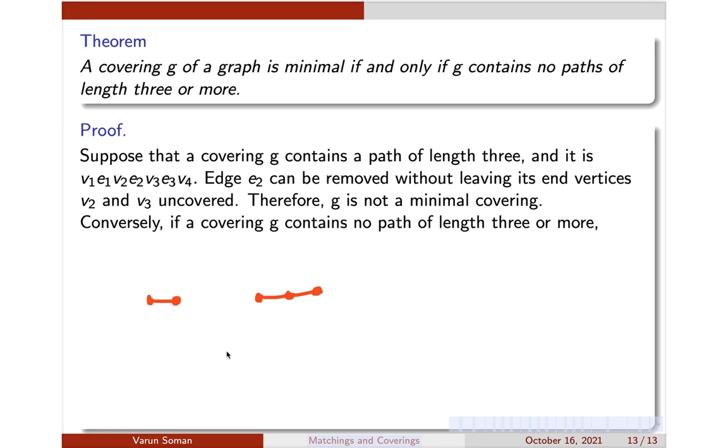Okay, so suppose a covering of G contains no path of length 3 or more. So this is a possibility. One other possibility is that it also can contain vertices like this. These types can also happen there. Here also, if I delete this edge, the covering property will be disturbed. If I delete this edge, again the covering property will be disturbed. If I delete this edge, again the covering property will be disturbed. So these types of edges can be there.